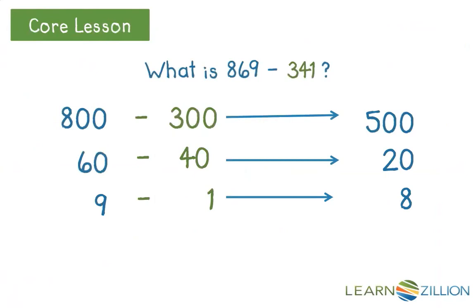Now, to find the actual answer or difference, I'm going to take those 3 values that I got from subtracting and add them together to put them into standard form. So 500 plus 20 plus 8 equals 528. So 869 minus 341 equals 528.